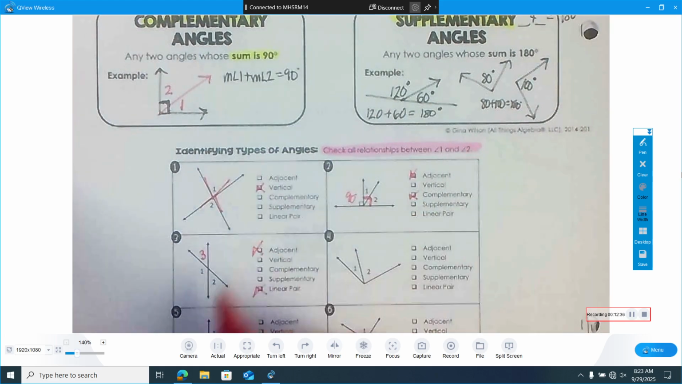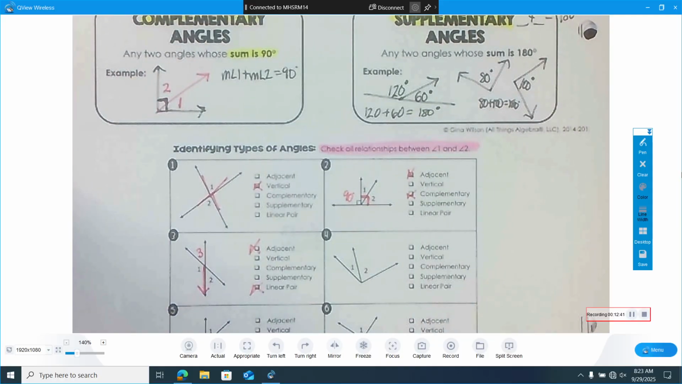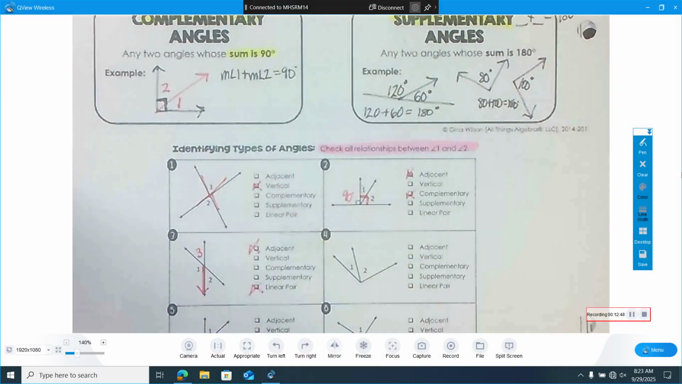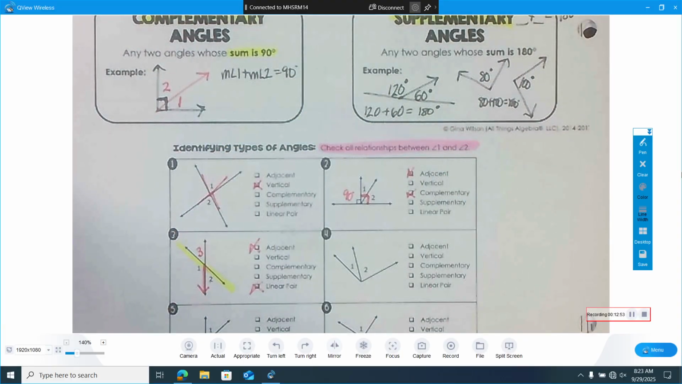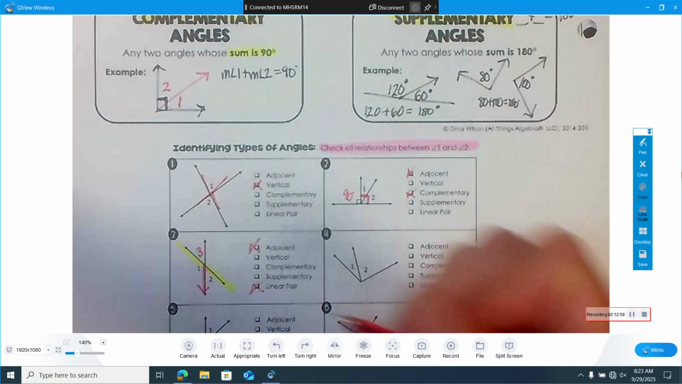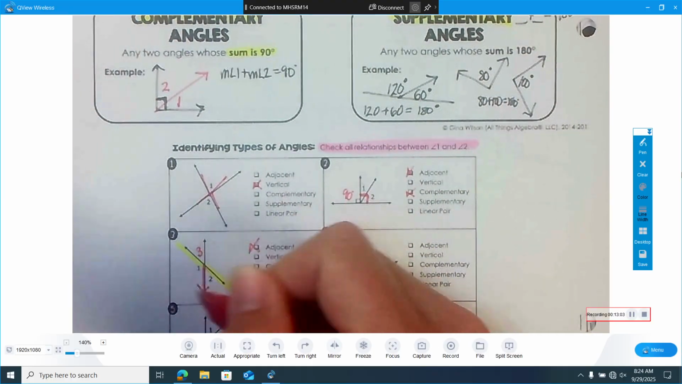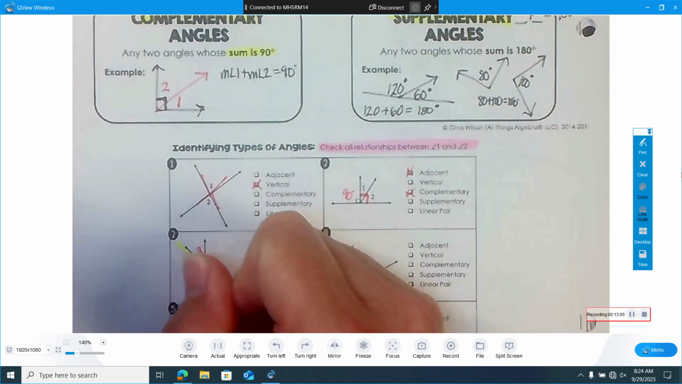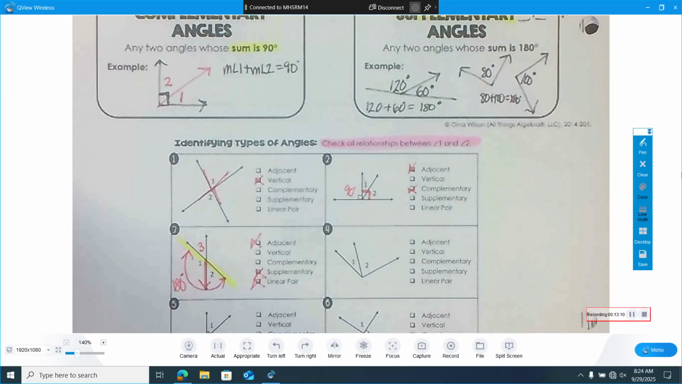Adjacent, very good. Yep, they are next door neighbors. They share a common side, and so they are adjacent. Very good. If they're a linear pair and they form a line, what do they add to? 180, which means they are also supplementary. Yeah, so they form that linear pair. They're going to add to 180 degrees. So those make 180 degrees right there on that linear pair.